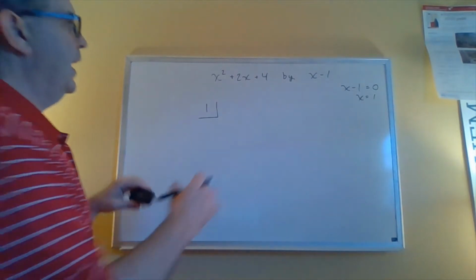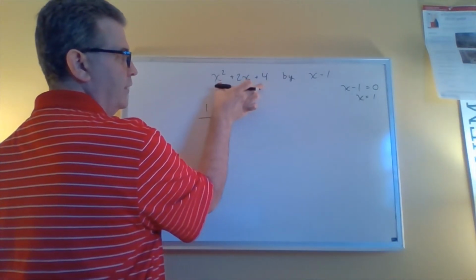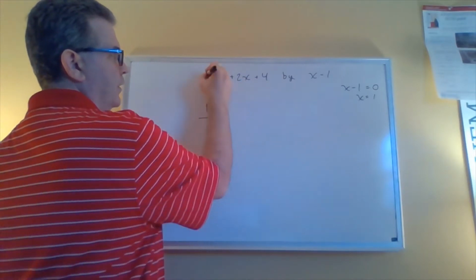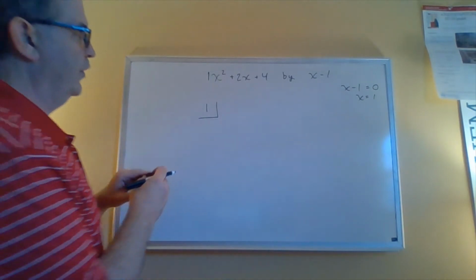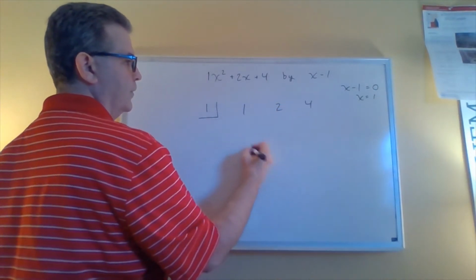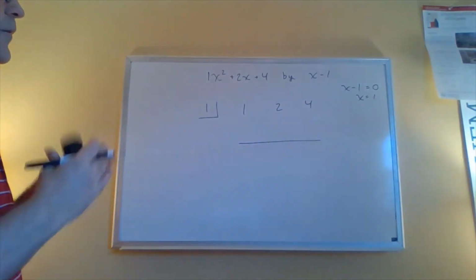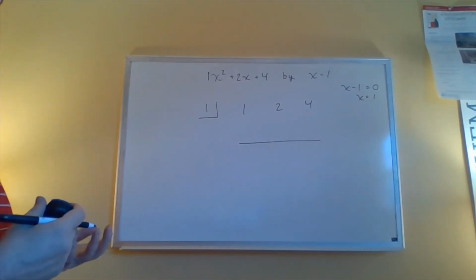Now this list of numbers we're going to put over here is going to be the coefficients of the bigger term. Remember, if there's no coefficient there, we can assume that it is a 1. So what are our coefficients? 1, 2, and 4. That's the setup for synthetic division. After this point, all it is is multiplication and addition.